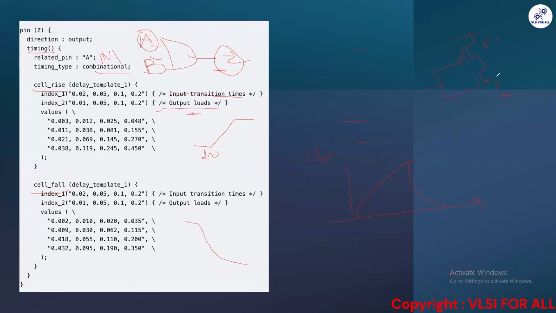This is your PMOS, this is your NMOS. A very basic question: PMOS takes a lot of charging time, NMOS doesn't take a lot of charging time. That's why the fall transition is very quick, right?